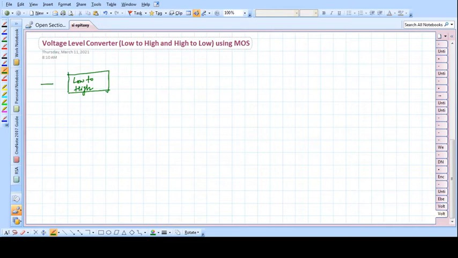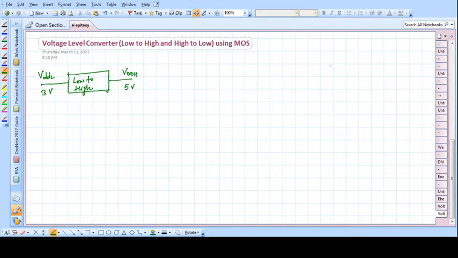Here, suppose we are giving some low voltage, say VDD-L, and we are getting some high voltage, say VDD-H. For example, this one is 3 volt and we are getting 5 volt, so we need some circuit that will convert the 3 volt to the corresponding 5 volt for low to high.